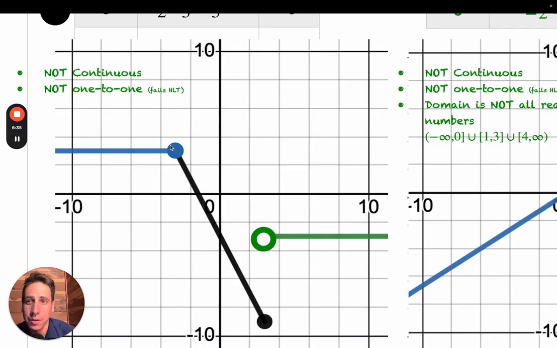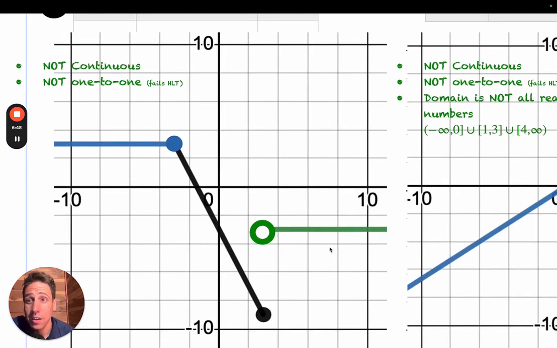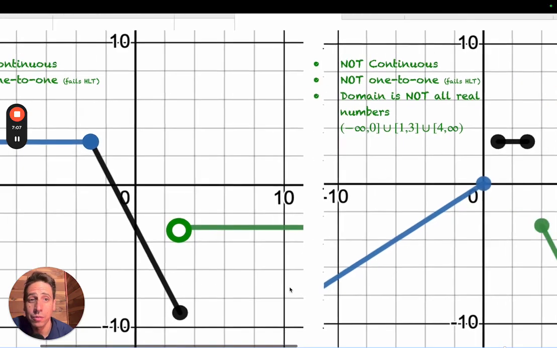It's also not one-to-one. It fails the horizontal line test. You can see you can draw a horizontal line at this height or at this height, and it intersects more than one point. Although it does pass the vertical line test. You draw vertical lines, and there's only one point at each place, even right here. This open dot doesn't really count for the vertical line test, but the closed dot does. So there's only one point on the function where a vertical line passes through.